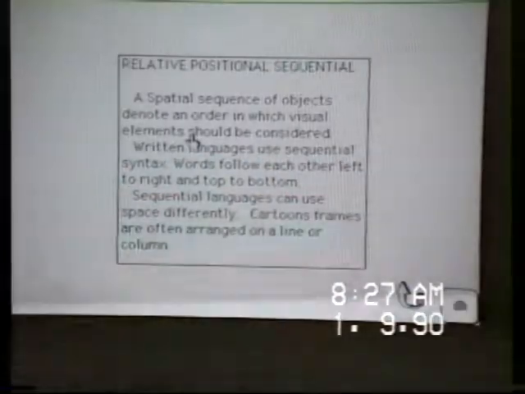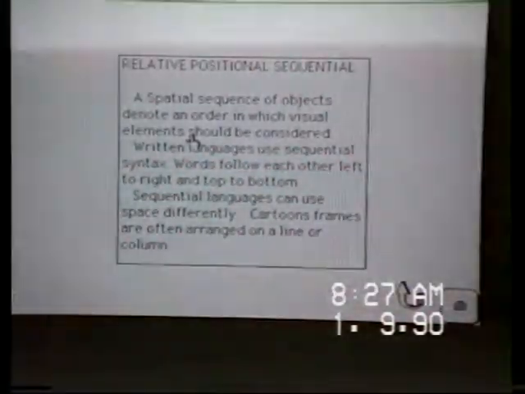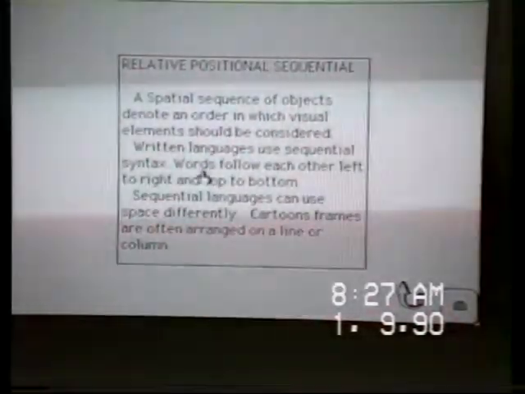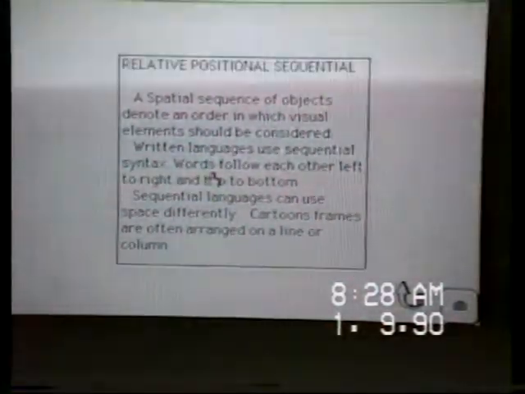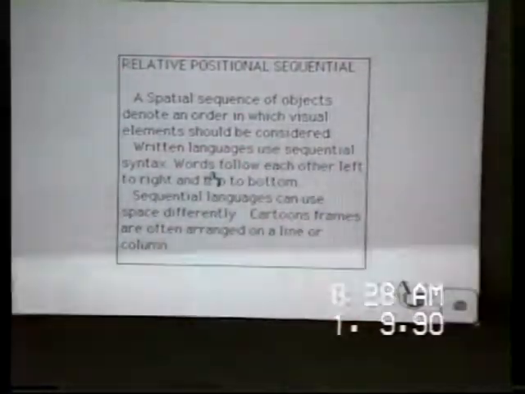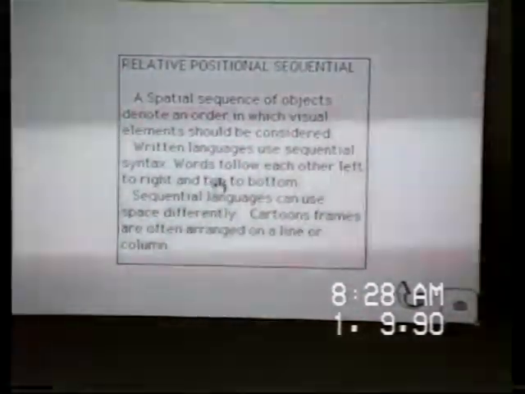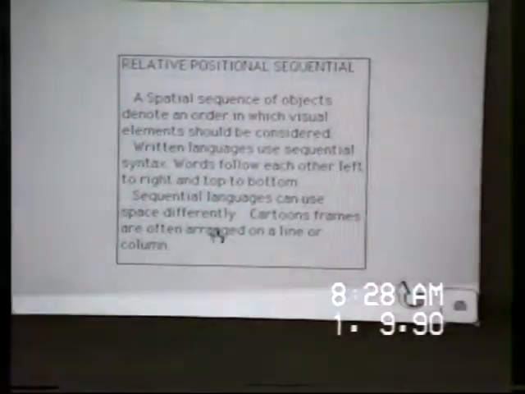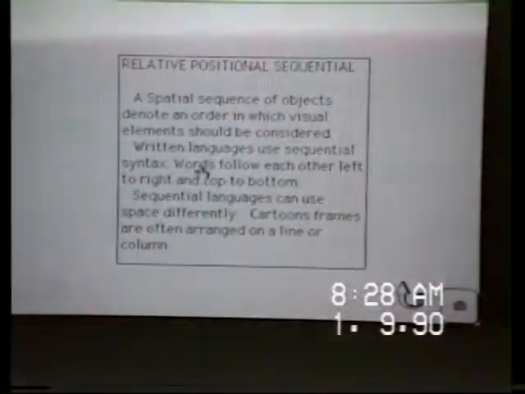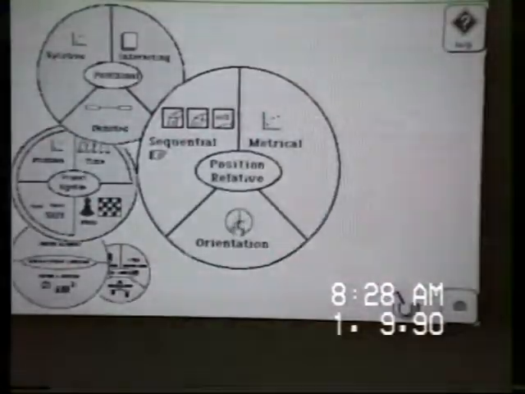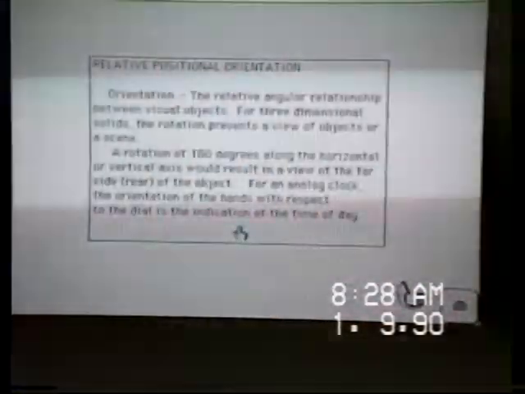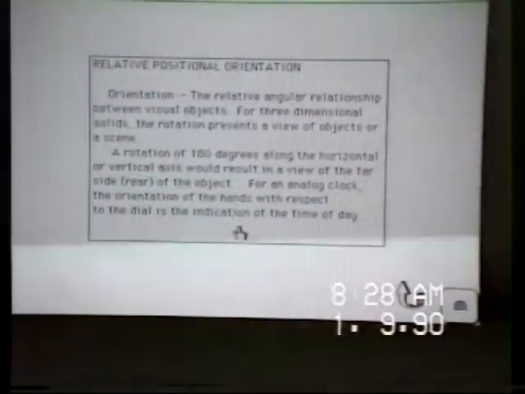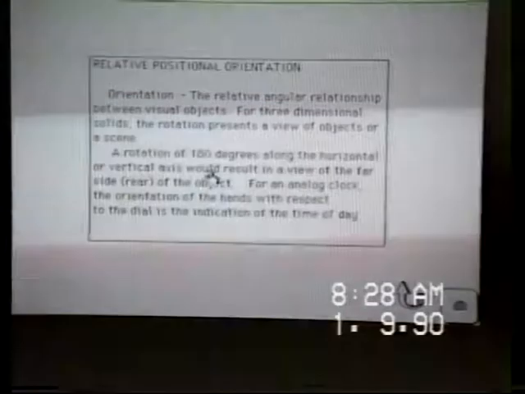Sequential. A spatial sequence of objects to denote an order in which the visual elements could be considered. Written languages use sequential syntax where words follow each other, left to right, top to bottom. Sequential languages can use space differently. Cartoons, frames, are often used to arrange line. And orientation. Orientation, the relative angular relationship between visual objects. For three-dimensional solids, the rotation presents a view of objects or scene.